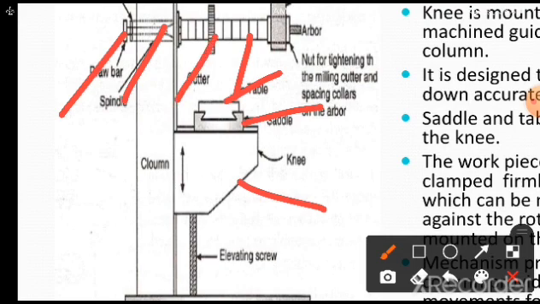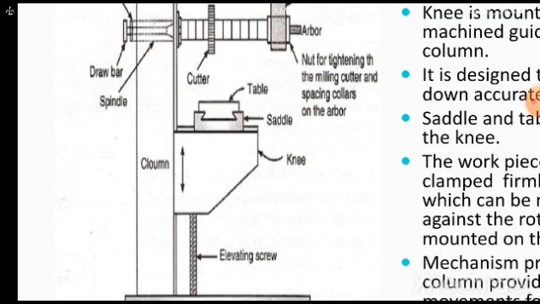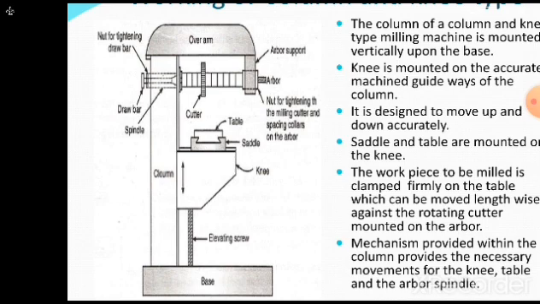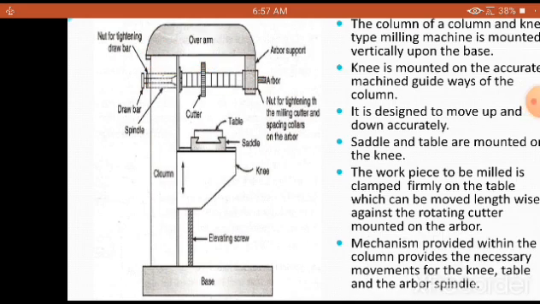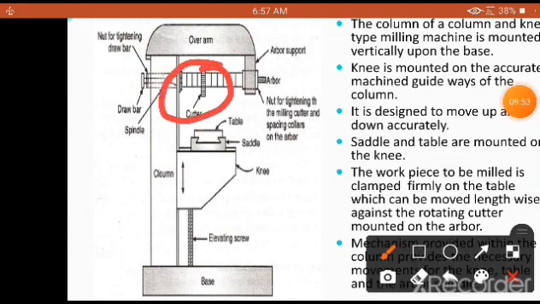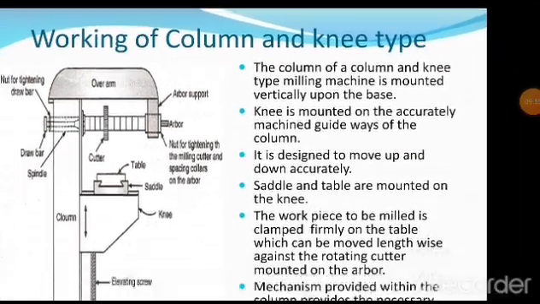This is the cutter, and these are the different parts through which it is possible to hold the workpiece on the table. The cutter is fed against the workpiece so that it is possible to either reduce the height or thickness, or even carry out end milling. Here you can also see the overarm, which is used to support the arbor, which firmly holds the cutter. So let us understand its working now.